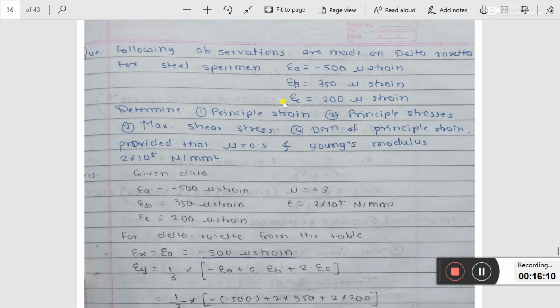So only three strain gauges are there. Therefore, the three strain readings are given in the parameters. We have to determine the principal strains, that is epsilon 1 and epsilon 2, the principal stresses, that is sigma 1 and sigma 2, and the maximum shear stress, that is tau max. We also have to calculate the direction of the principal strain, that means the values of phi 1 and phi 2, provided that mu is equal to 0.3, which is the constant parameter that will be given.